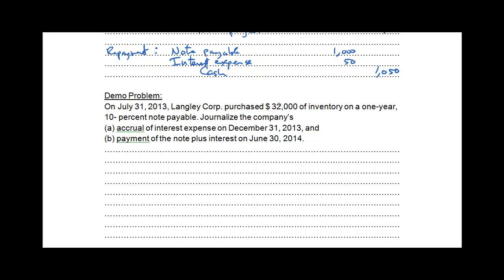And next we've got July 31st, 2013, they purchased $32,000 worth of inventory on a 1 year, 10% note payable, journalize the company's accrual of interest expense. Okay, so the interest expense is going to be, when they borrow, or the accrual, I guess I should call it. Or sorry, not borrow. That's looking at the wrong section here. A.